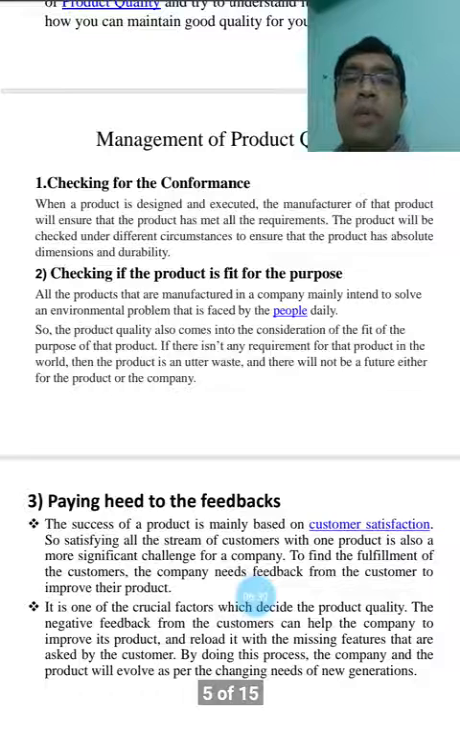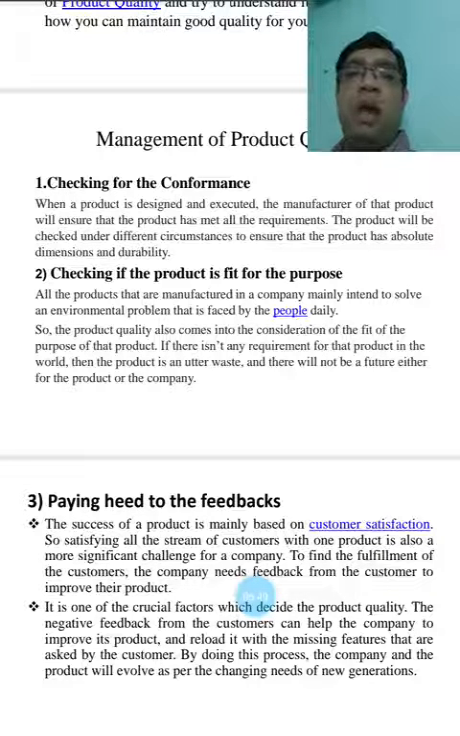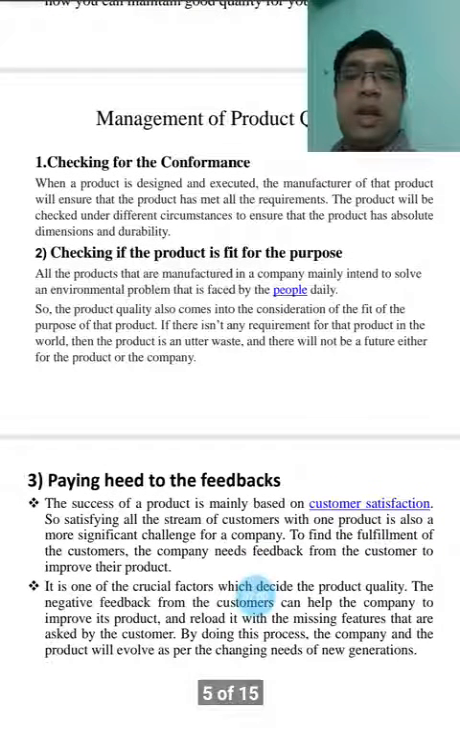When a product is designed and executed, the manufacturer of that product will ensure that the product has met the requirements, and according to the customer requirements you have to service your product. For this, it will meet all the requirements and also fulfill product conformance.